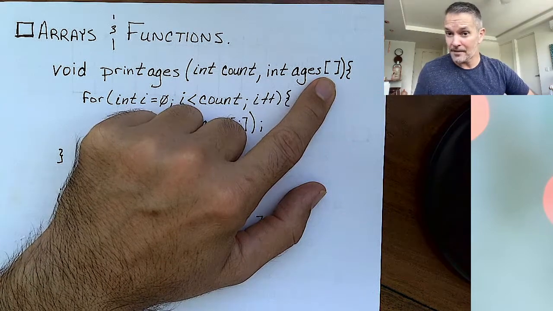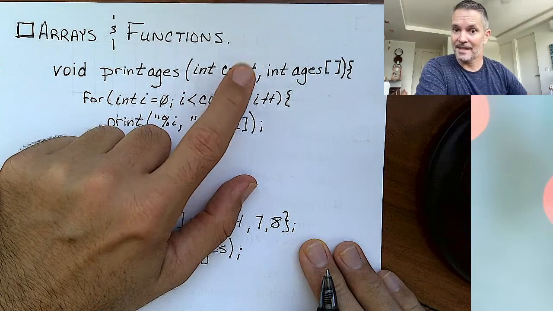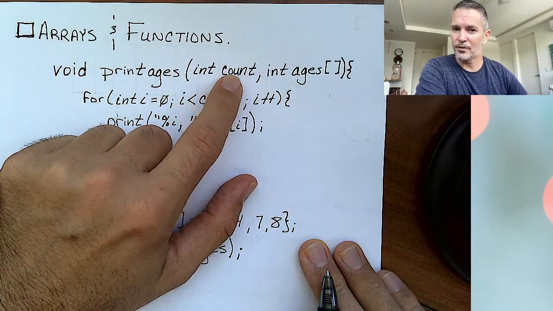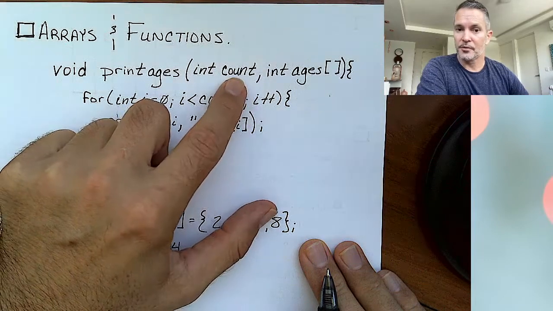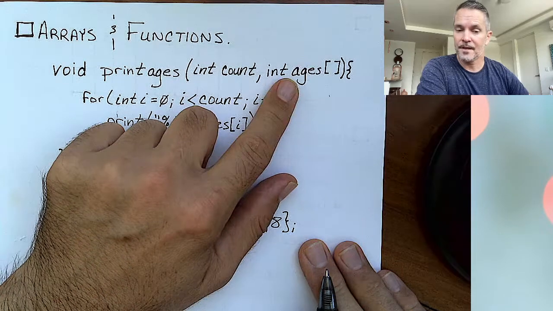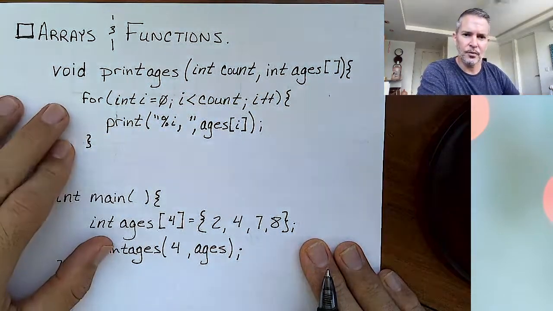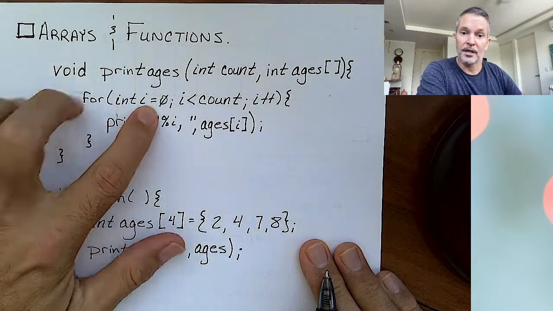Doesn't matter what size. In fact, that's what I'm going to use this variable for. I'm going to use count. Maybe it would be better to have called this size. I'm going to use this variable to explain to the function how big the array is. So how do I implement a simple print function for an array? Well, I'm going to use a for loop.